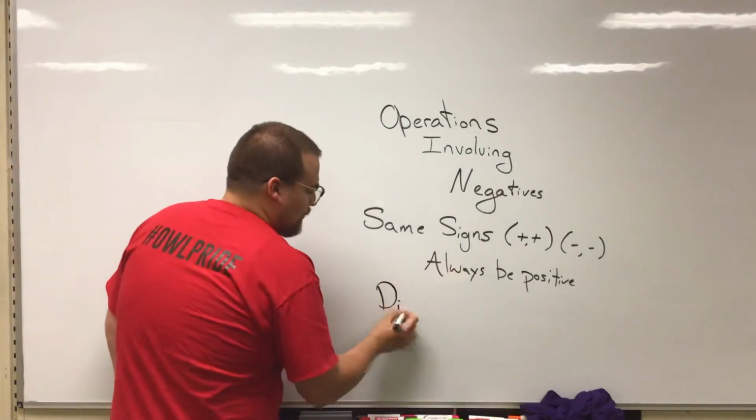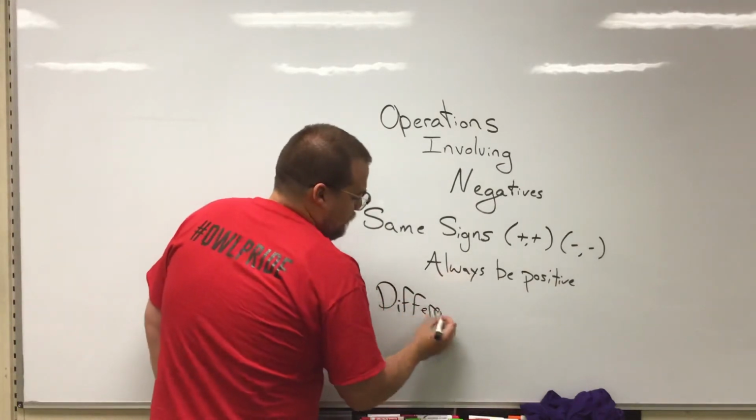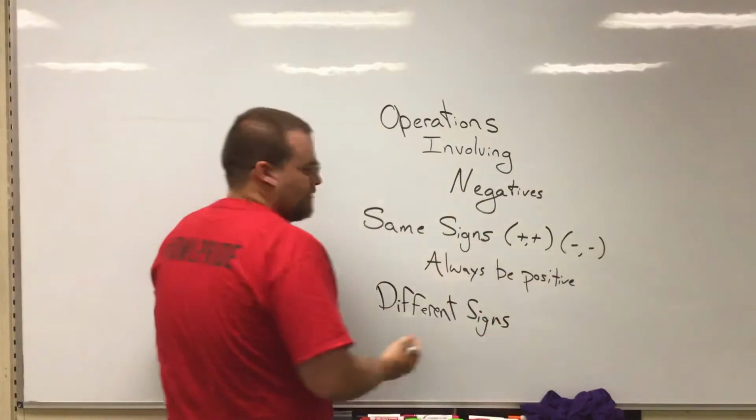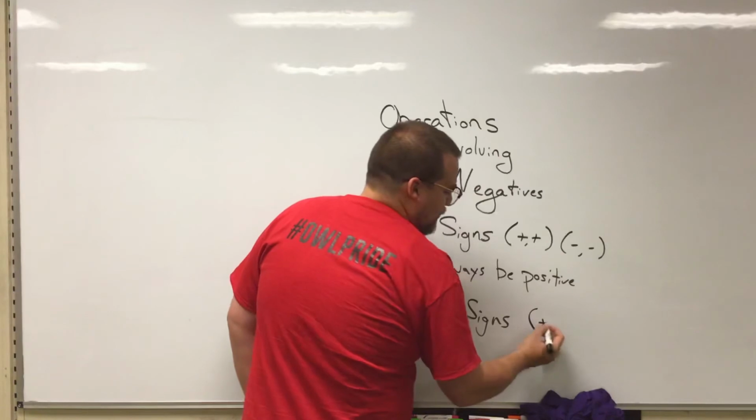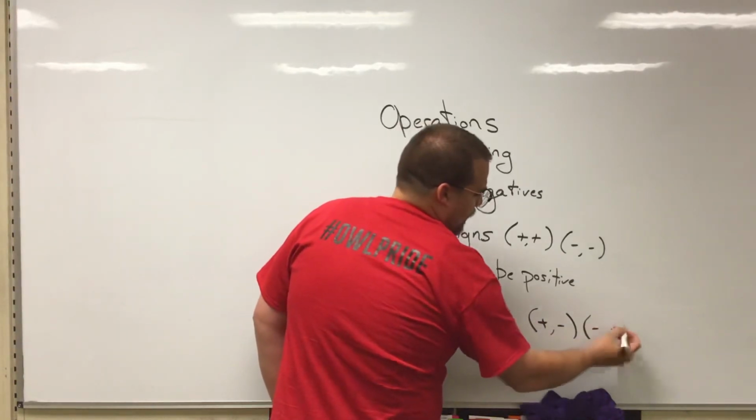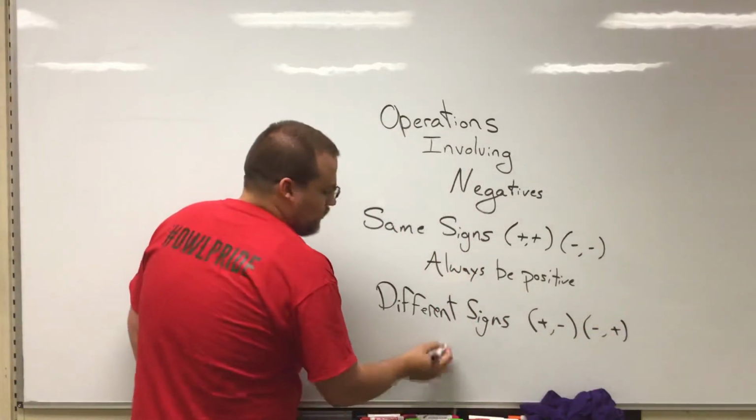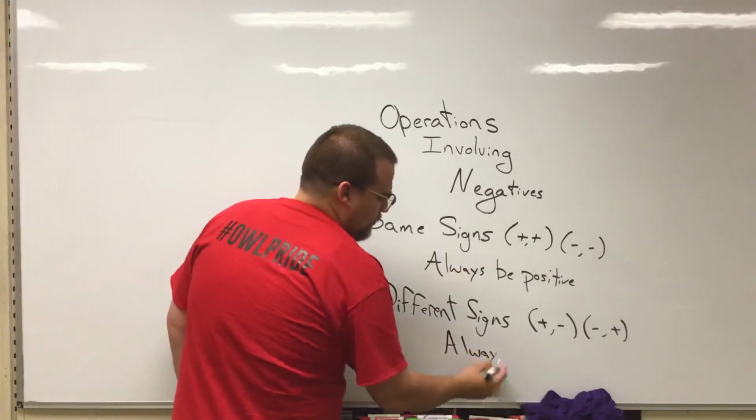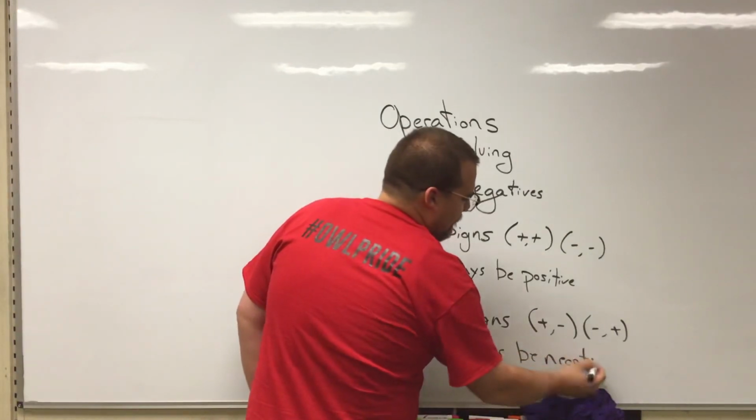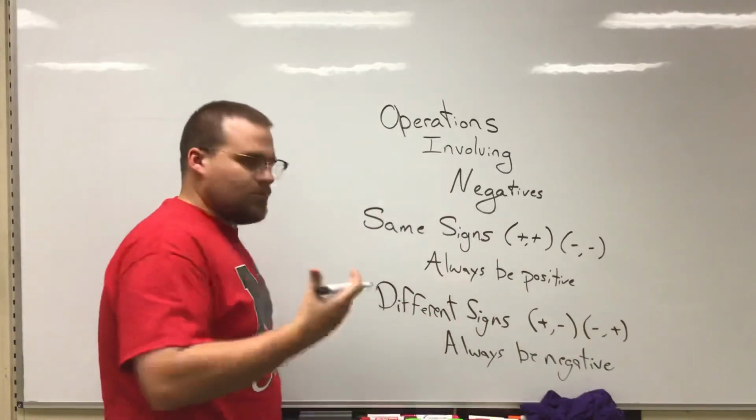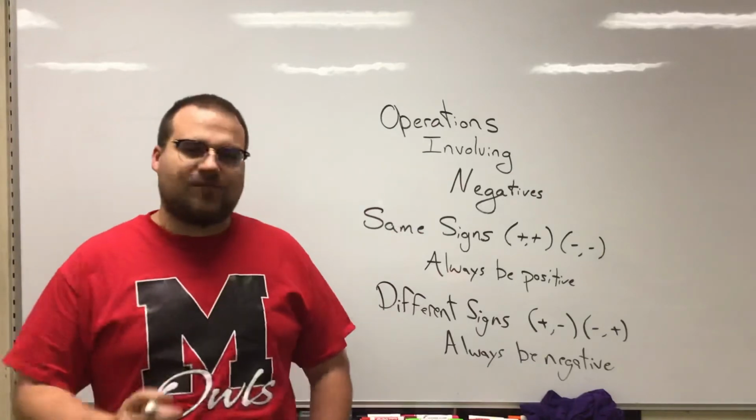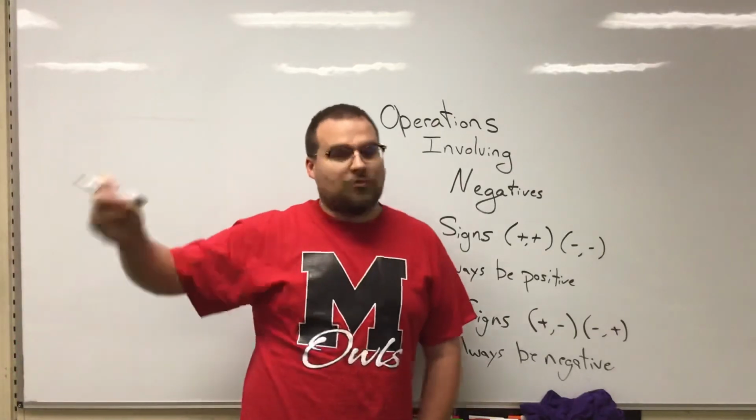If you have different signs, such as a positive and a negative, or a negative and a positive, then it will always be negative. So primarily that rule is how we think about multiplication and division. If it's a positive and a negative number you're multiplying or dividing, the answer will be negative.